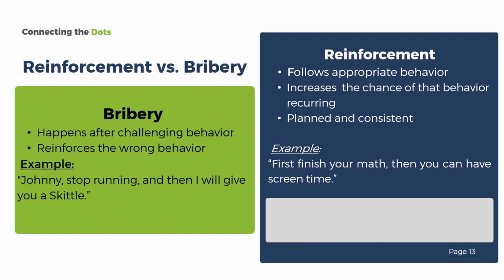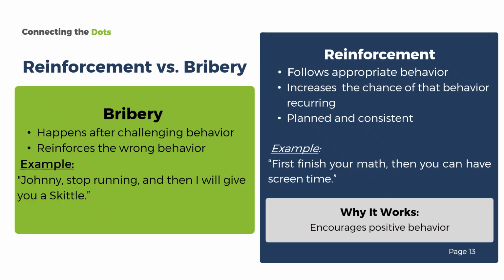In contrast, reinforcement is planned. It happens after the appropriate behavior, and it increases the chances that good behavior will happen again. It's not reactive, it's proactive. An example of this would be, "First finish your math, then you can have iPad time." This is an example of reinforcement because the expectation was put in place before any challenging behavior ever occurred. The key difference here is timing and intent. With reinforcement, we're building new, lasting habits. With bribery, we're unintentionally rewarding the wrong thing.